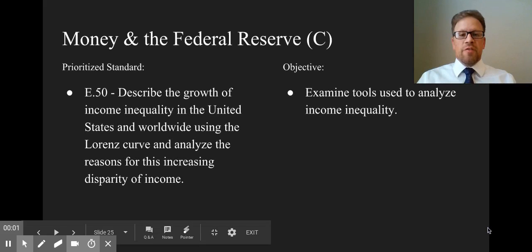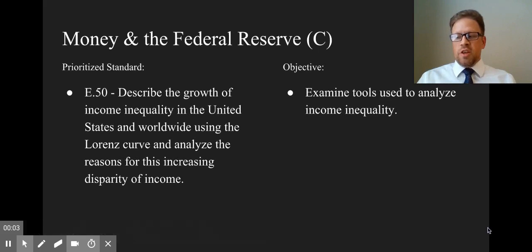Hello, this is Money in the Federal Reserve, Section C, Income Distribution lecture. Our prioritized standard is Economic Standard 50. Objectively, we're going to examine tools used to analyze income inequality.